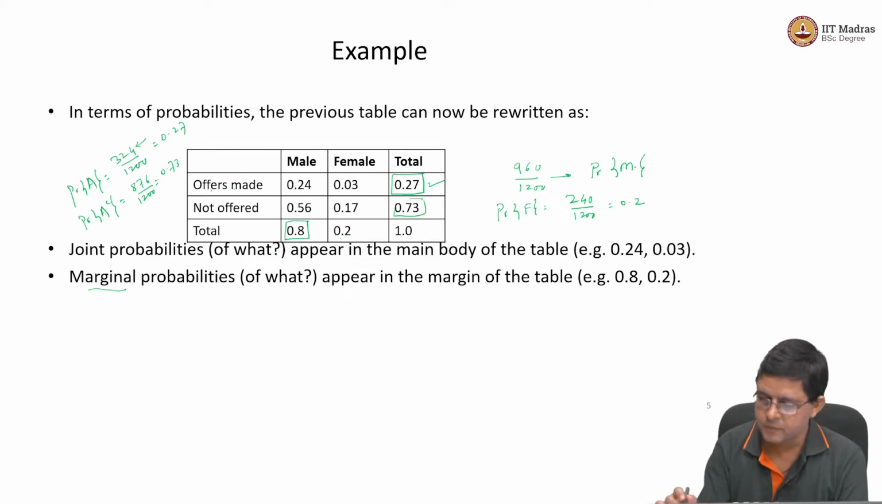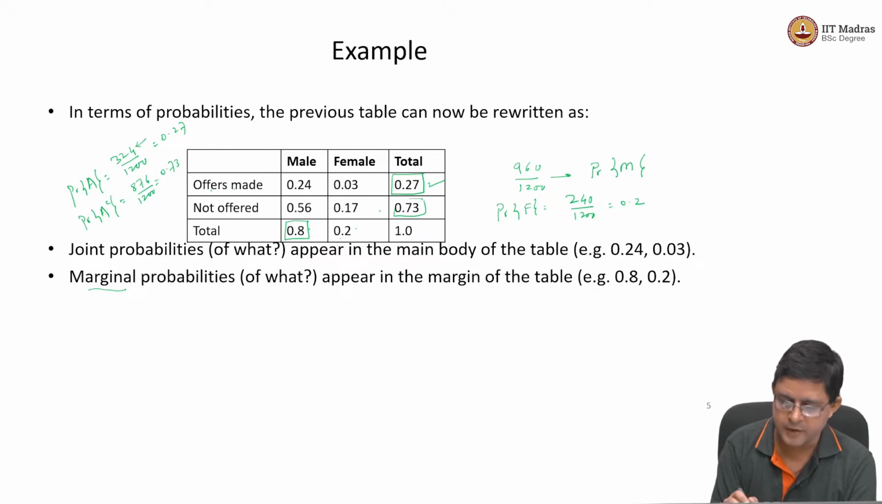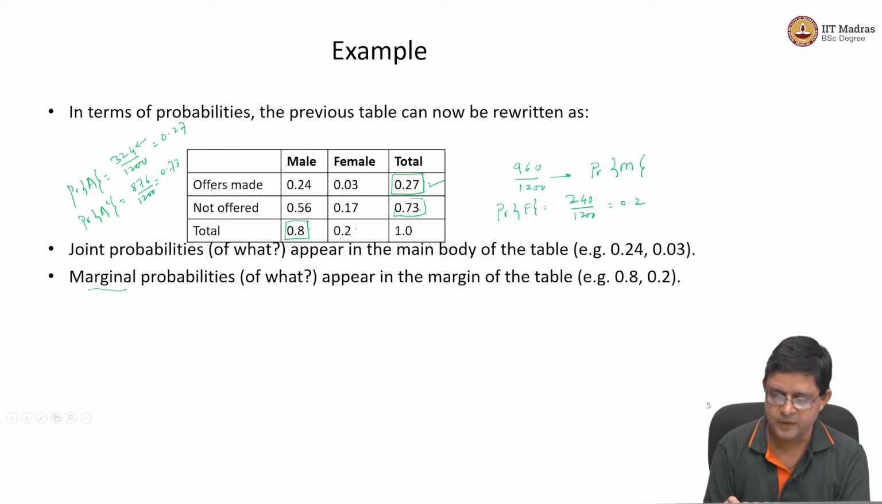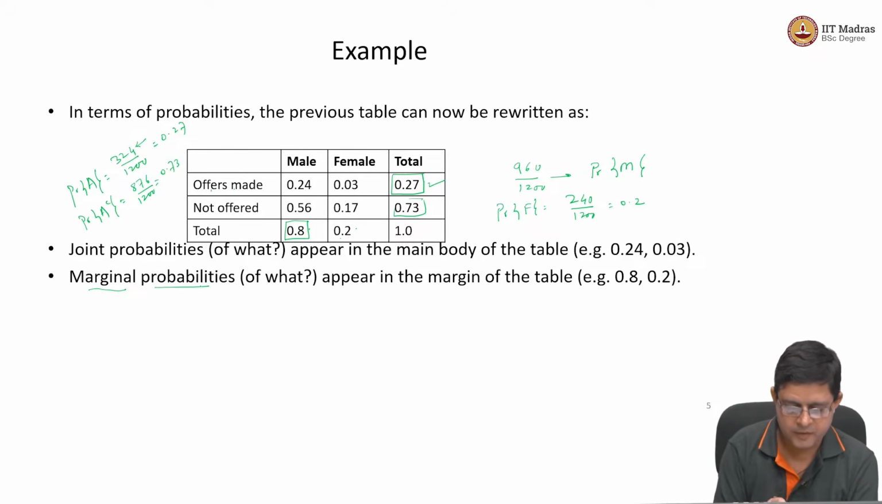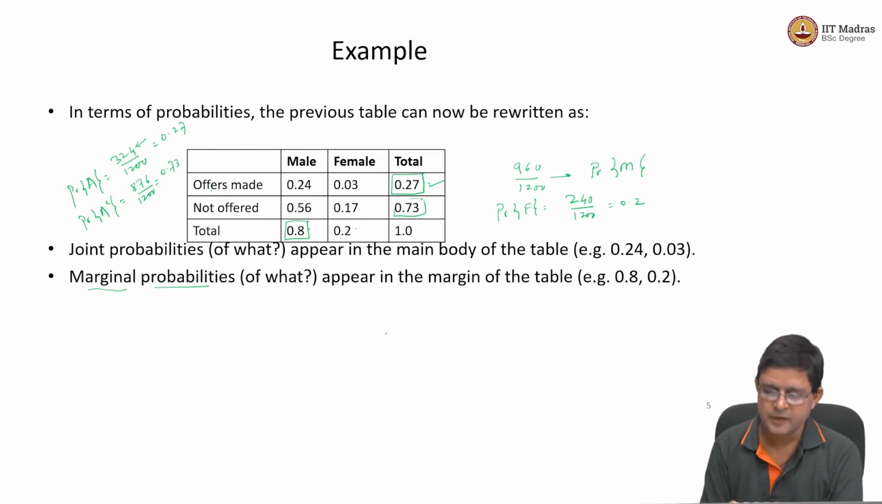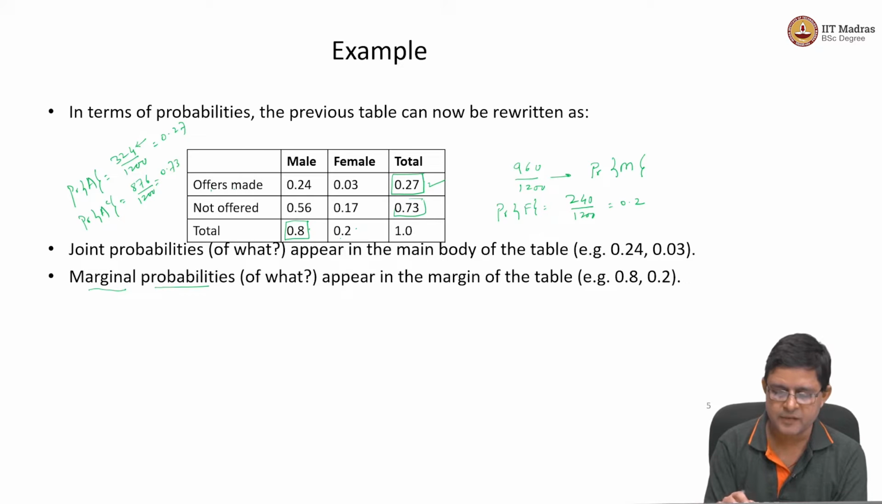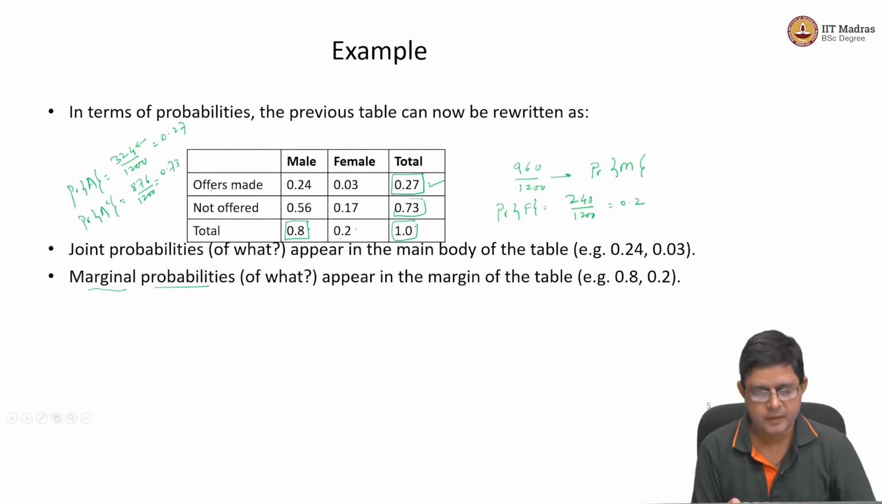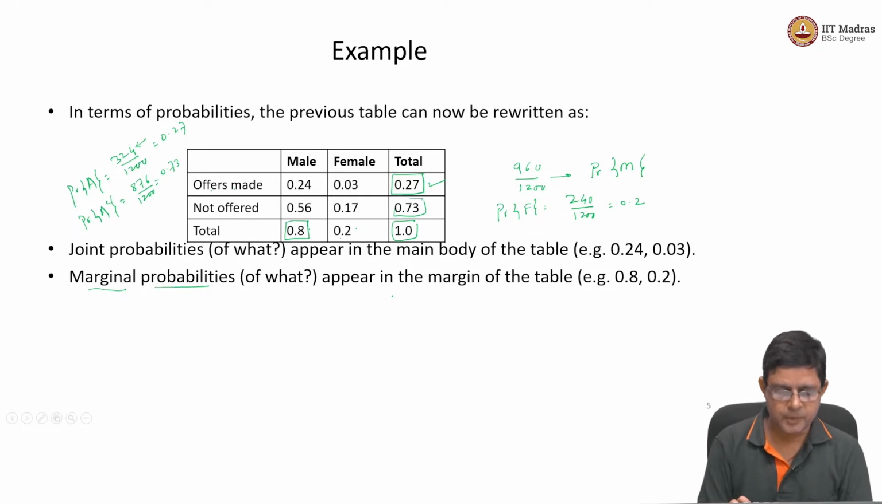Now, these values 0.8, 0.2, 0.27, 0.73, they are called marginal probabilities. An easy way to remember this is that they appear in the margins. They are row totals and column totals divided by the total 1200, right. So, they are called marginal probabilities.